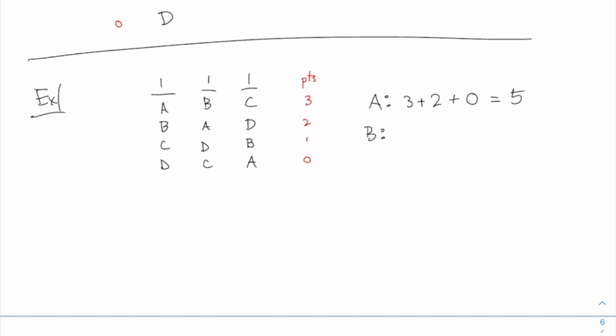How many points does B get? All right, in the first column, B gets here 2 points. That's 2. Plus, in the second column, B is on top. They get 3 points for that. And then finally, in the third column, B is in this position getting 1 point. So this is 6 for B. All right?